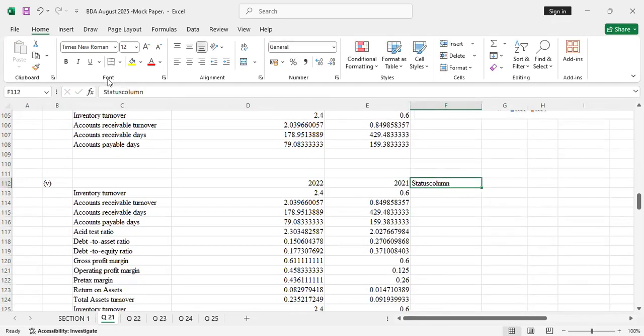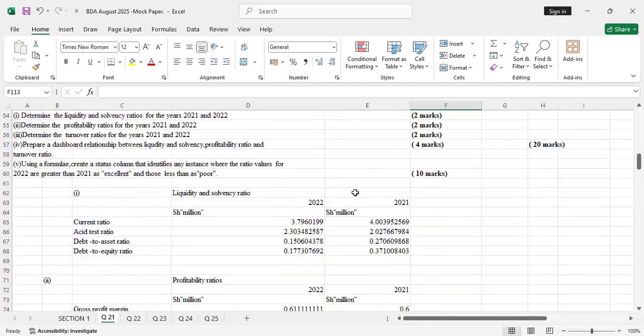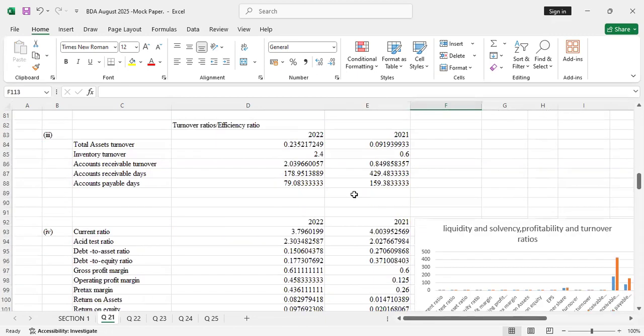Then once you're done with that, let me just increase this, separate that. Yeah, so the instructions are clear. They're saying that using a formula, create a status column that identifies any instance where the ratio values for 2022 are greater than 2021 as excellent and those less than as poor. So we'll have a status column.